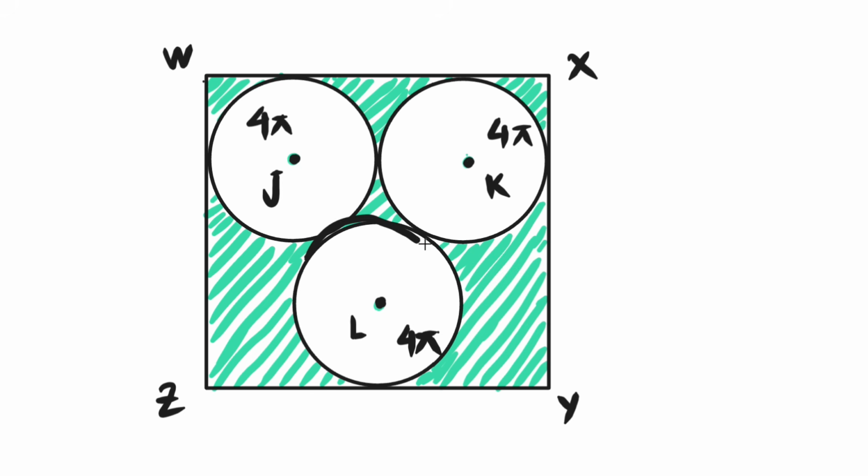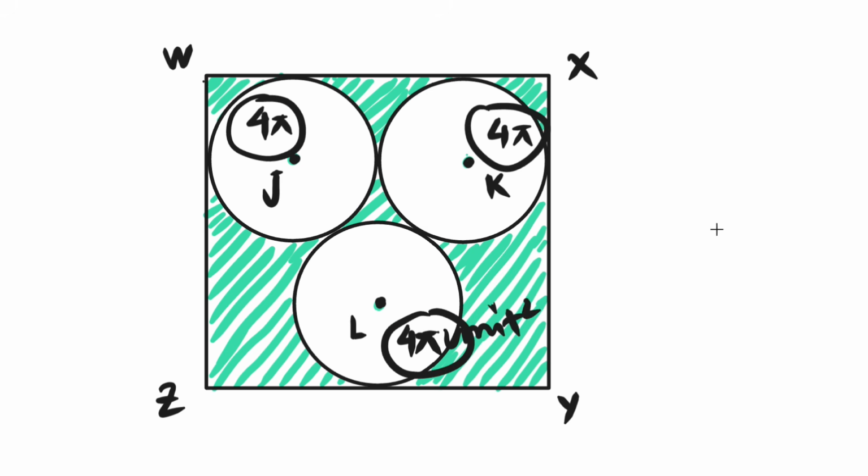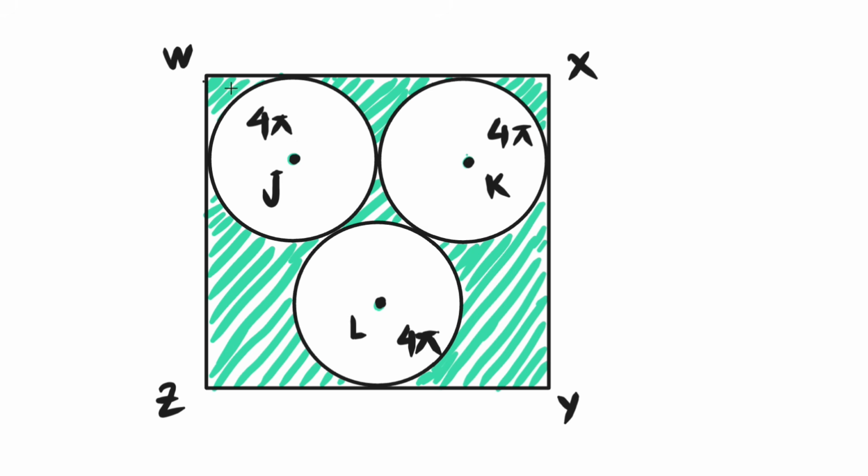The third circle sits underneath them, touching both of the upper circles and also touching the bottom side of the rectangle. We are told that the area of each circle is 4 pi square units, and our goal is to find the exact area of the shaded region inside the rectangle, but outside all three circles.